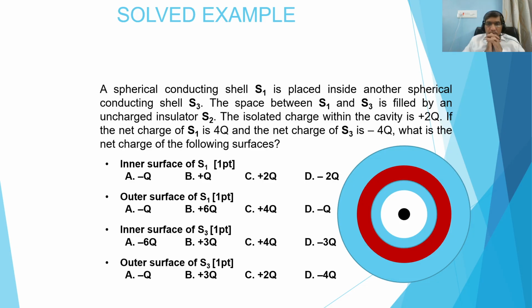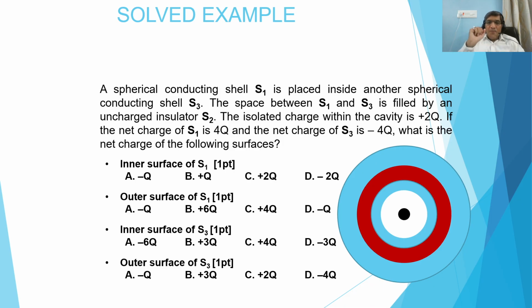So basically, the space between S1 and S3 is filled by the uncharged insulator S2, which is the red circle. The isolated charge within the cavity, which is the white part, and the black dot is the plus 2q charge, is put inside the cavity. So I just want to repeat this question again.